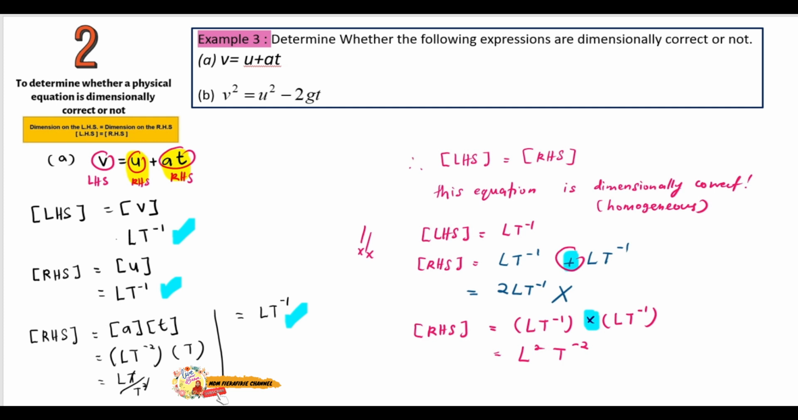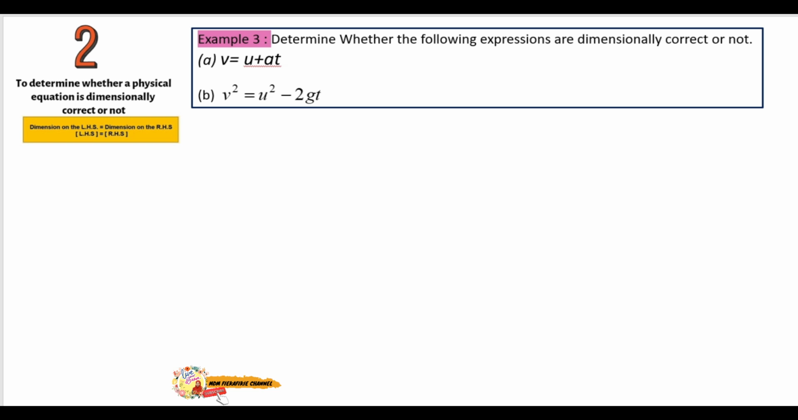No, you cannot. Okay, so for question B, we want to determine whether this equation is dimensionally correct, or we say homogeneous or not. Okay, let's write B again. The equation is V squared is equal to U squared minus 2GT. As we know, this is the left hand side and this is the right hand side, and this is also the right hand side. That means the dimension of the left hand side must be the same as this and the same as this. Only then can we call the equation dimensionally correct. If the left hand side equals this right hand side but does not equal the other right hand side, the equation is not dimensionally correct. So we have to check one by one.